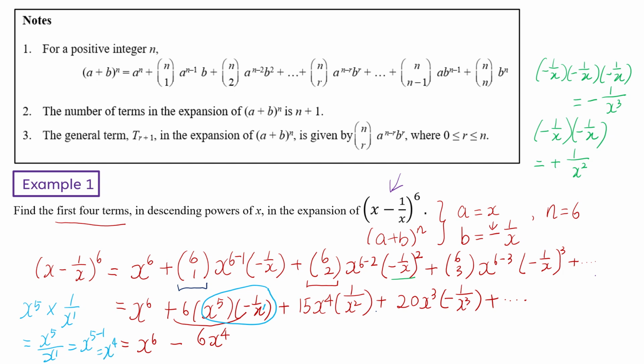All right, we're going to continue, so this will give me 15, that will give me x to the power of 4 over x to the power of 2. So it's x to the power of 4 minus 2, which gives you x squared. This and this will give you a negative. And x cubed over x cubed will give you 1. So you end up just having 20. And that's how we do this simple expansion using the binomial theorem.